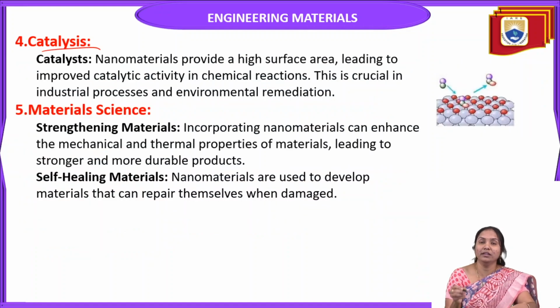And it is used as a catalyst. In the catalysis process also we use nanomaterials as catalysts. Generally, a catalyst is used to increase the rate of a reaction or speed up the reaction. In this case, nanomaterials provide a high surface area, which leads to improved catalytic activity in chemical reactions, to speed up the reaction. This is crucial in industrial processes and environmental remediation also.